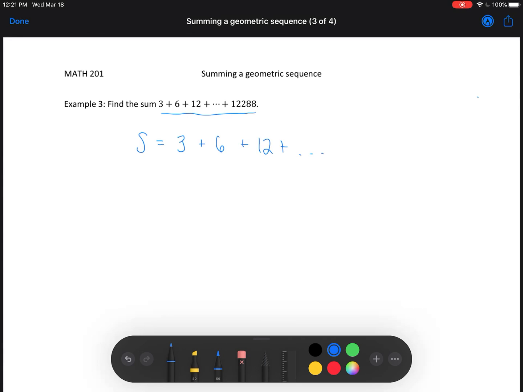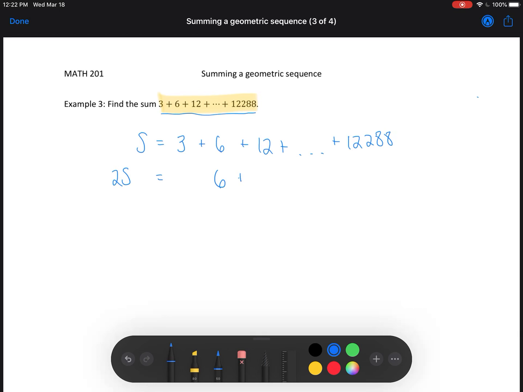plus ... plus 12,288. And now we're going to multiply S by 2 and write that underneath. So when I multiply everything in this original sequence by 2, the first number we would have is 2 times 3, which is 6. And I'm going to write that underneath the 6 that we already have.